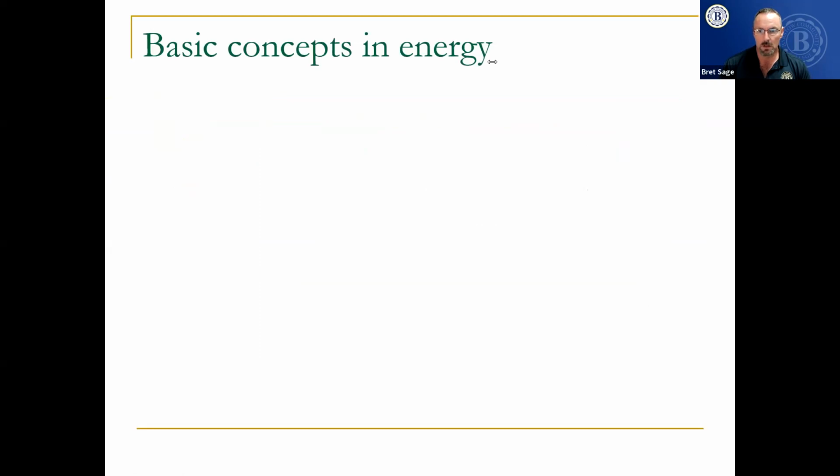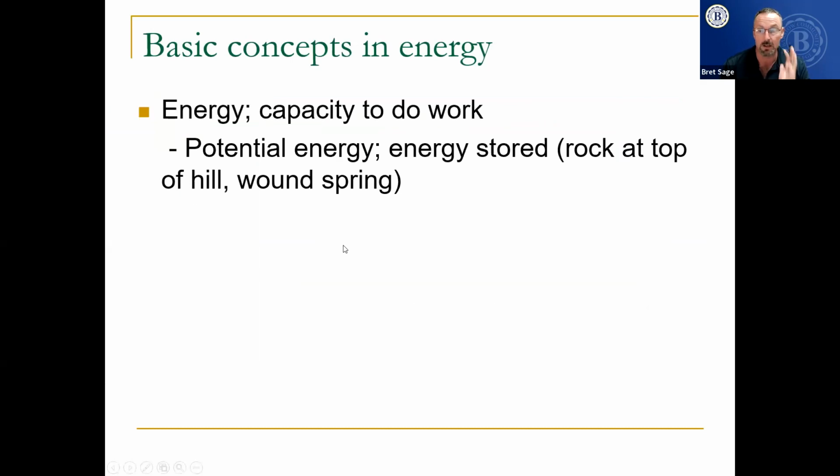Okay, we are going to be talking about some basic concepts in energy. So what is energy? It's the capacity to do work, the ability to do something. That's what energy is. There are different kinds of energy. The first is called potential energy. That is stored energy, energy that can be released to do something. For example, you roll a rock to the top of the hill, wind up a spring, or store energy in chemicals. Those are all energy that can be released to do something.